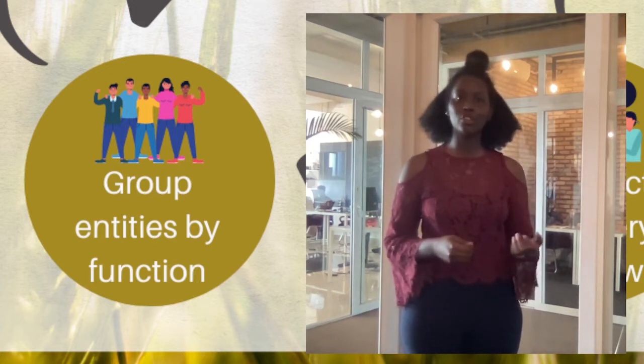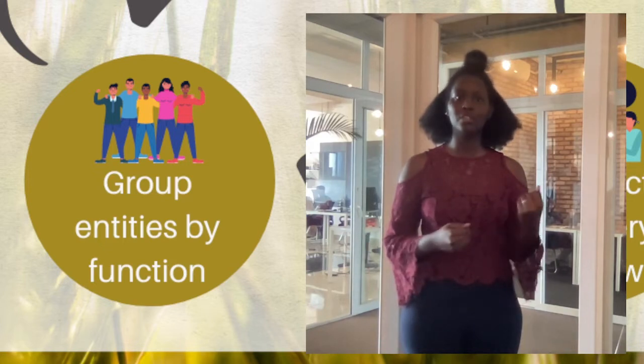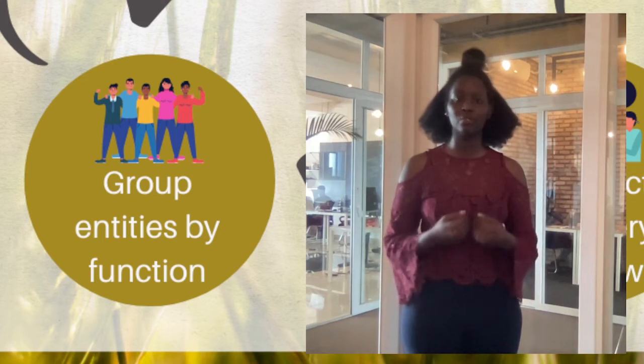To create these functional group categories, we ask ourselves the following questions. How do these entities relate to smallholder farmers? What is the primary value they're providing to the farmers? Are they working directly with the farmer, or are they 1 or 2 steps removed?